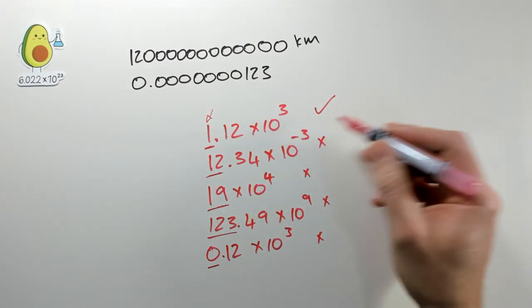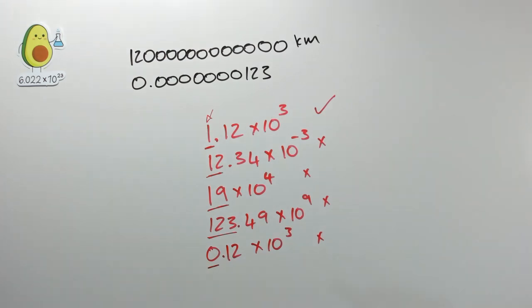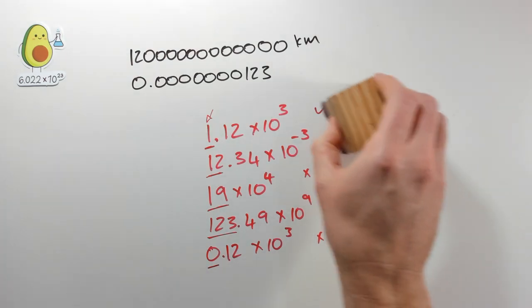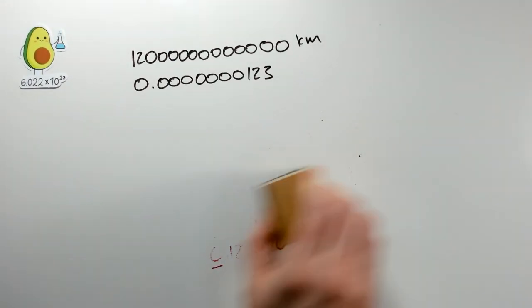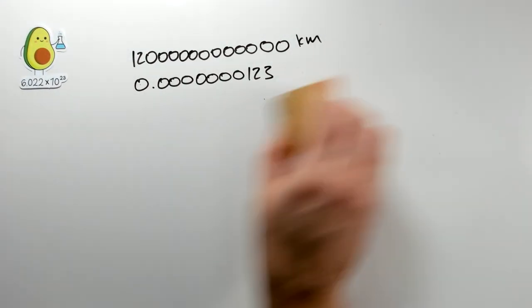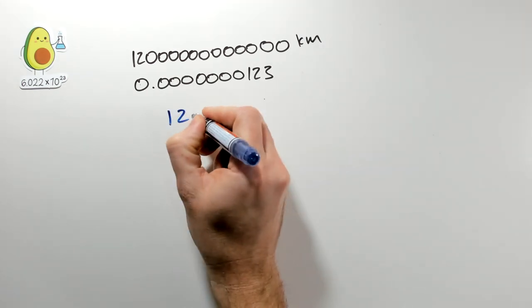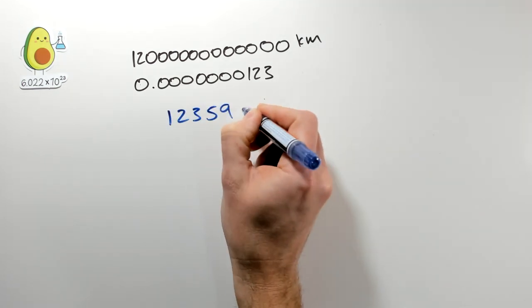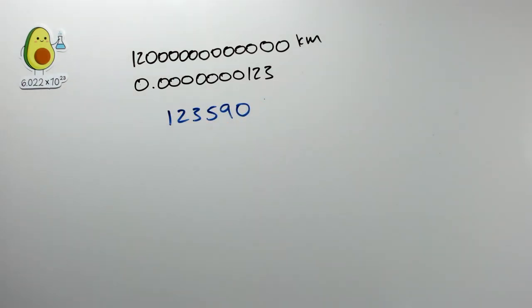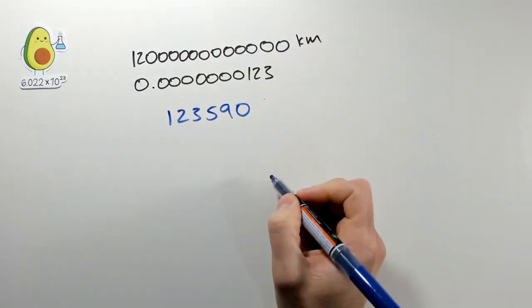But we can rewrite this in standard form, but I'm not going to do that. I'll do that in a later video. First, let's just do some basic examples. Okay, so let's get a couple of numbers. Let's make a big number like 1, 2, 3, 5, 9, 0. And they're asking us, hey, write this number in standard form.